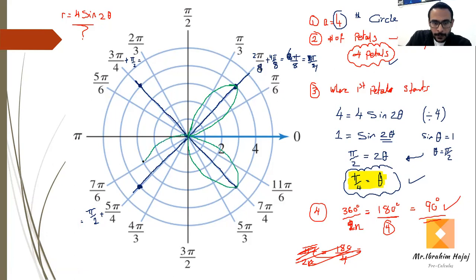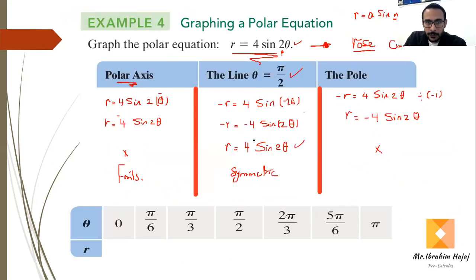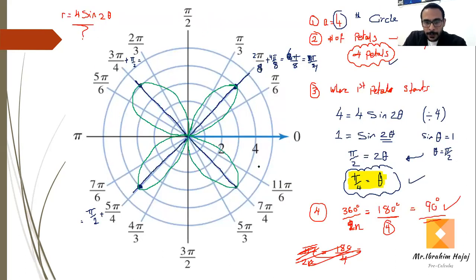You have a graphic calculator, and its direction is like this; you return it back to the origin, 0, 0. Okay, so this is example 4. You have to choose your easier way, either by using this table or by using these steps. So this is one example of how to graph the rose curve.